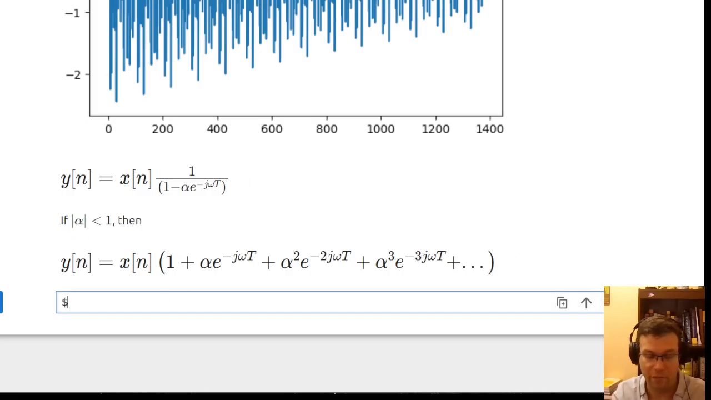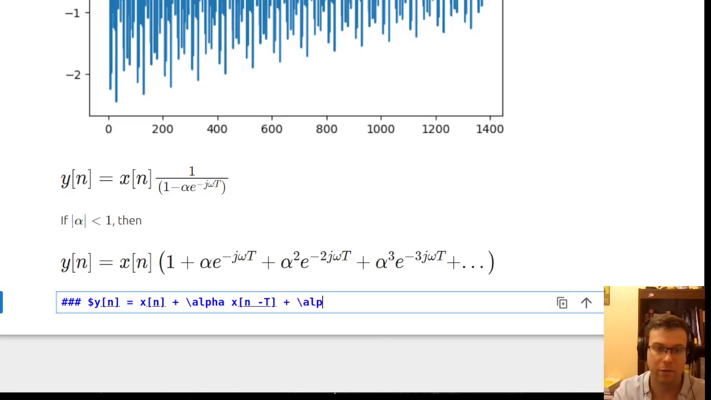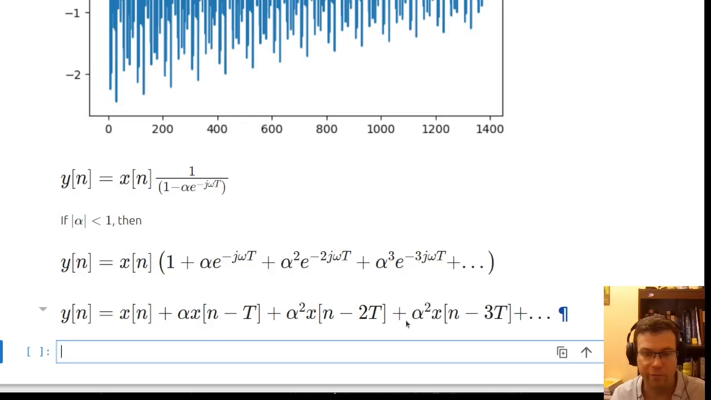Because I could also write this just in terms of x of n. I'll do the reverse of the z transform. I'll say y of n is equal to x of n plus alpha times x of n minus t, right? Because n minus t would be e to the negative j omega t times x of n, plus alpha squared times x of n minus 2t plus alpha cubed times x of n minus 3t, and so on and so forth. And this goes on forever.